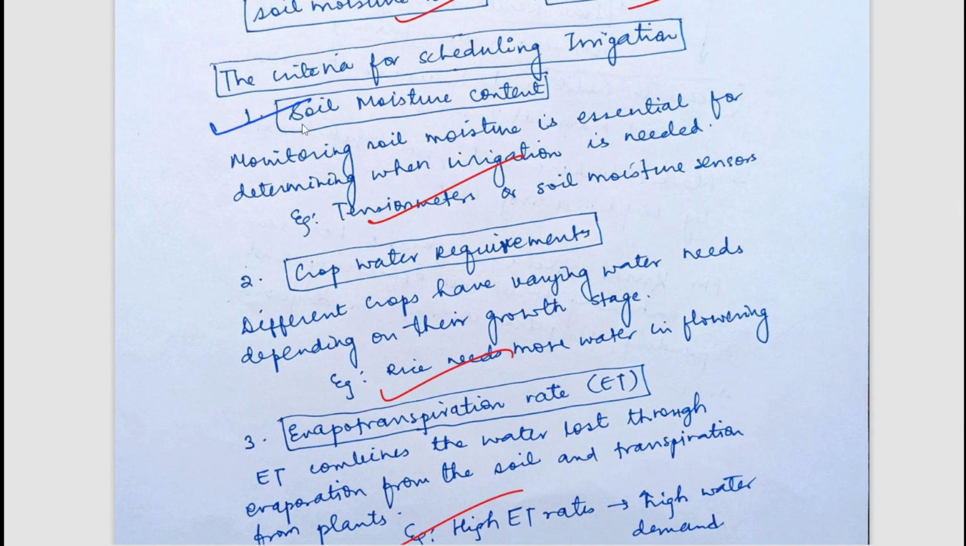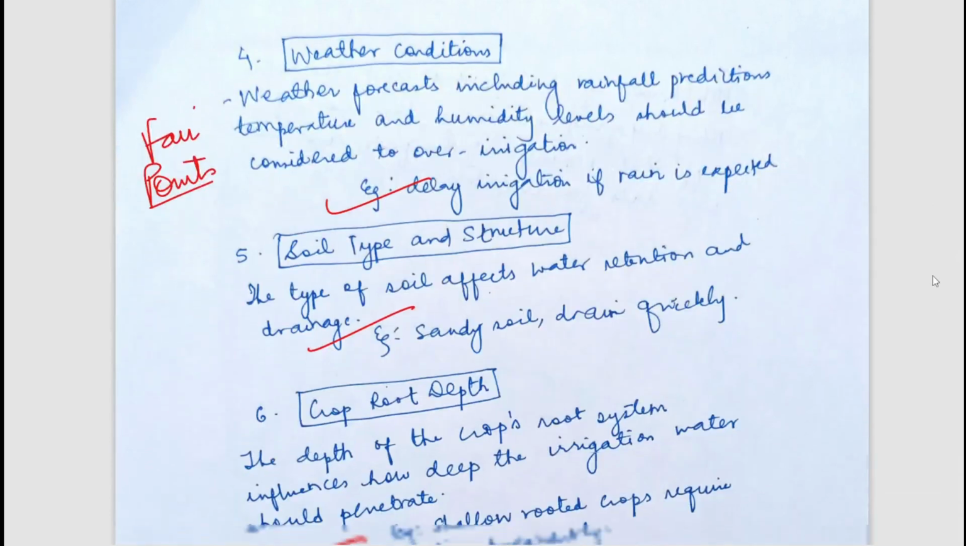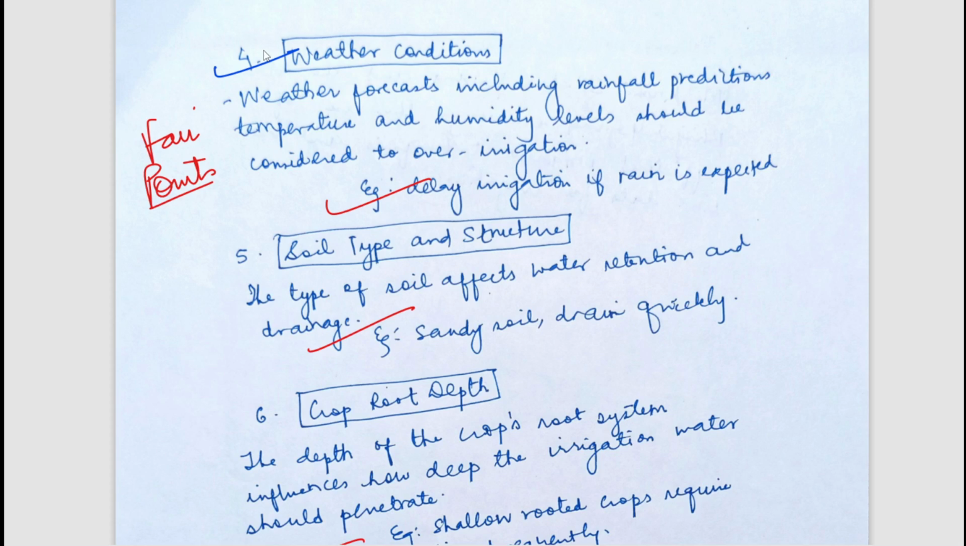If the soil is lacking moisture, you will schedule the irrigation. Crop water requirements will be seen. Evapotranspiration rate will be seen. Weather conditions will be observed. If rain is already happening, there is no need to schedule irrigation. Soil type and structure will be seen. Which type of soil is there?